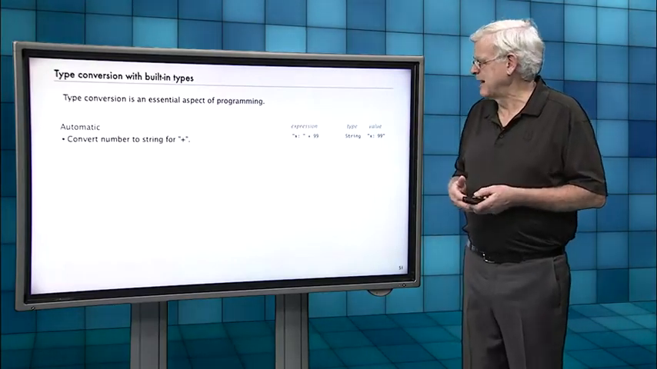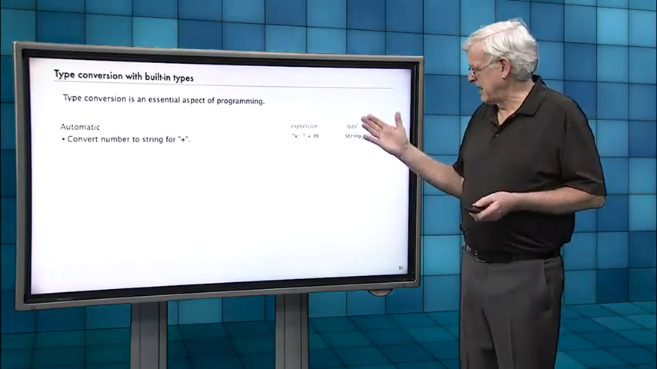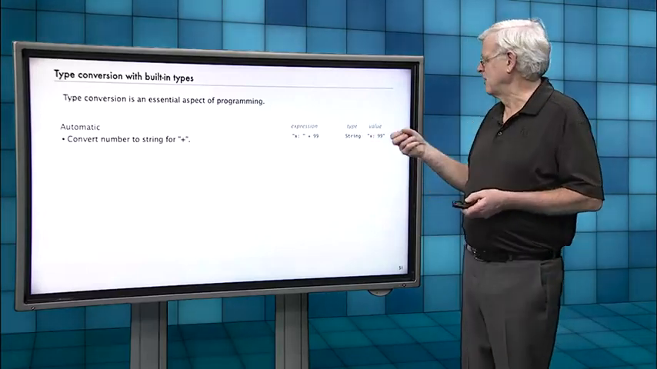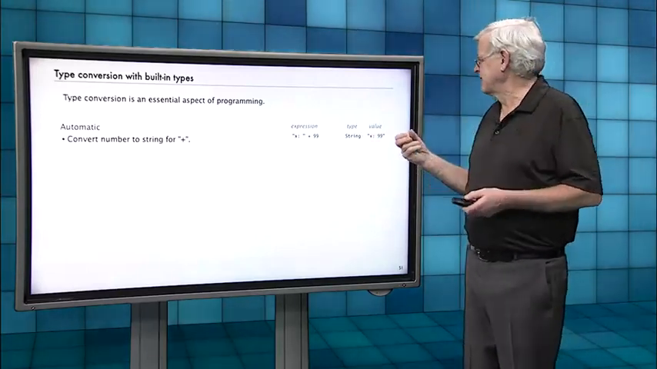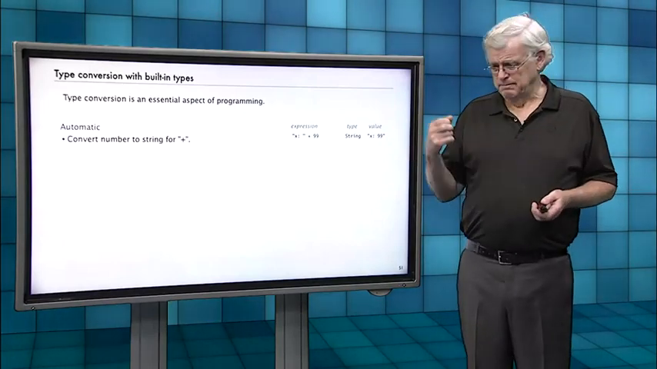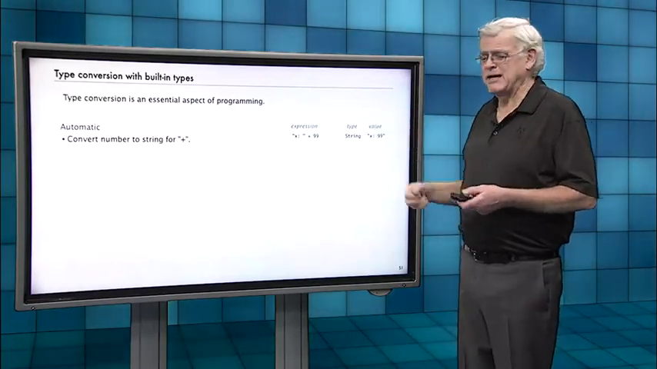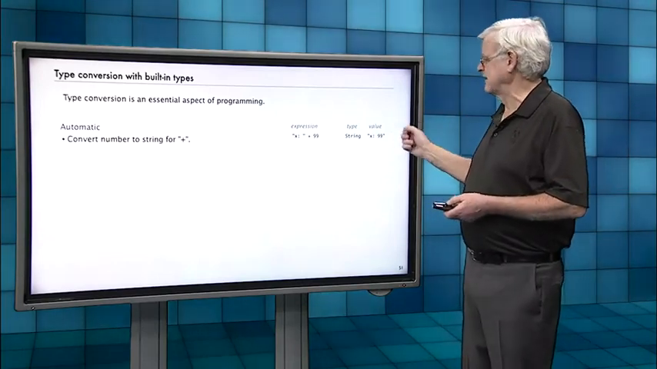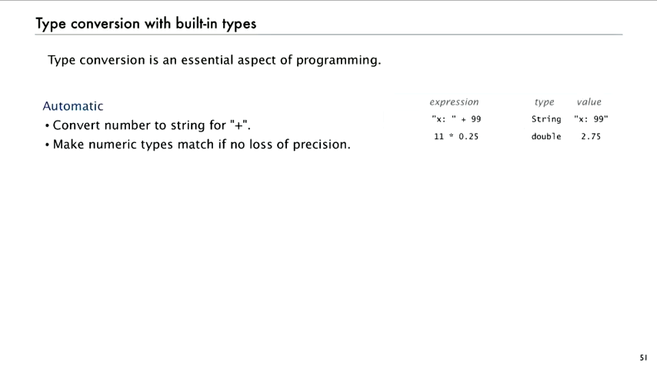There's 3 ways that it can happen. So we've already talked about automatic. If we have plus and one of the arguments is a string, and the other is a number, it's automatically going to convert that number to a string to get the concatenation done. If you're trying to use a float and an integer in the same expression, it'll go ahead and make the conversion if there's not going to be any loss of precision. So 11 times 0.25, it'll convert the 11 to a float, and that'll be the right type, and it can perform the operation.